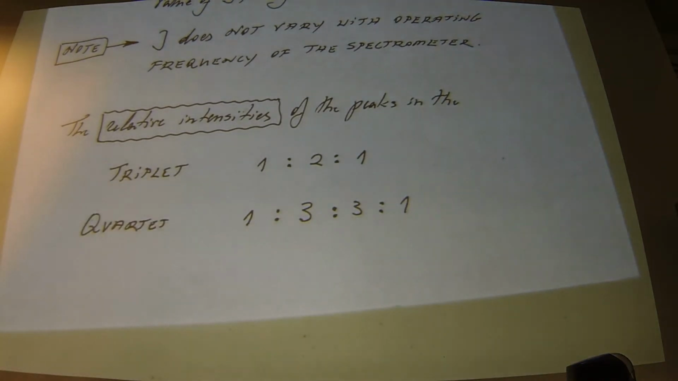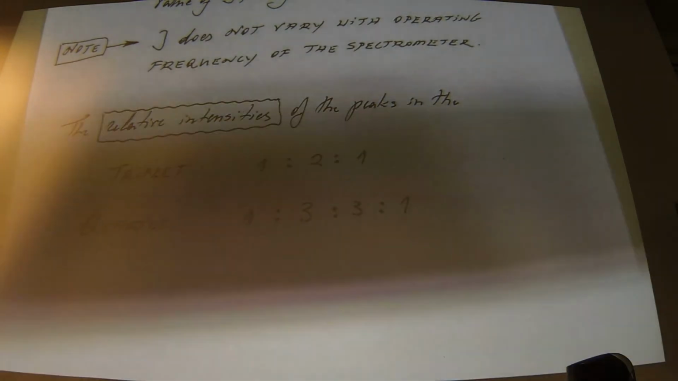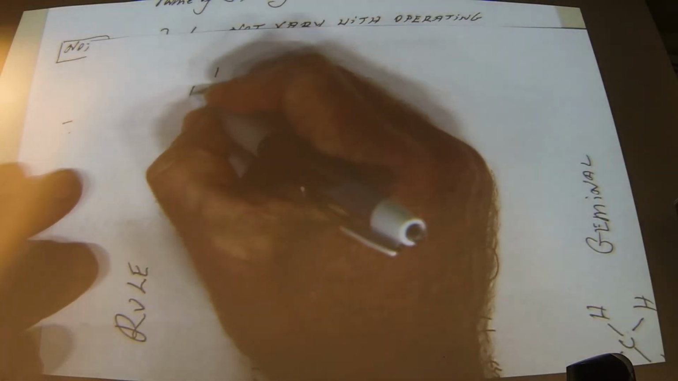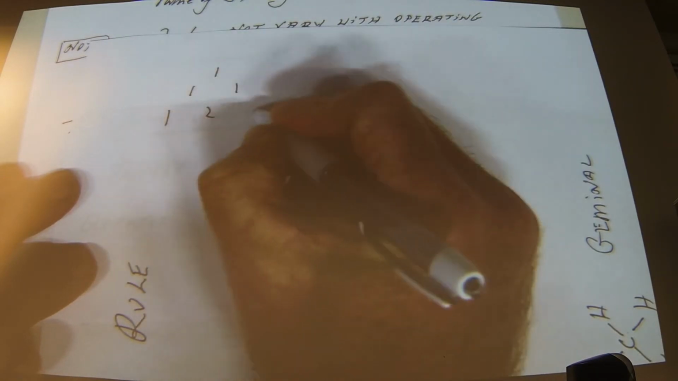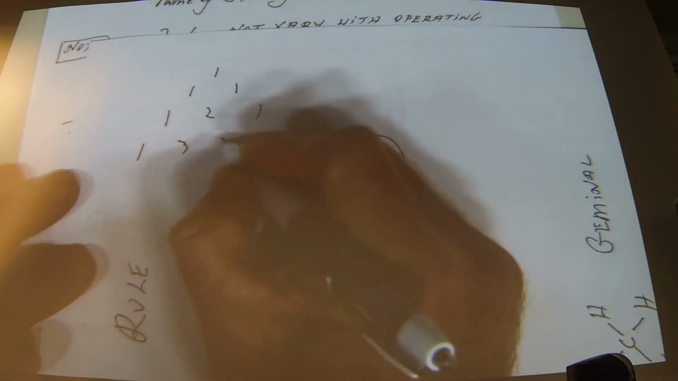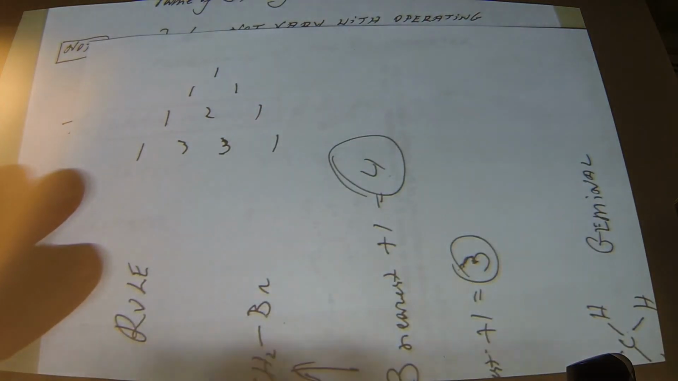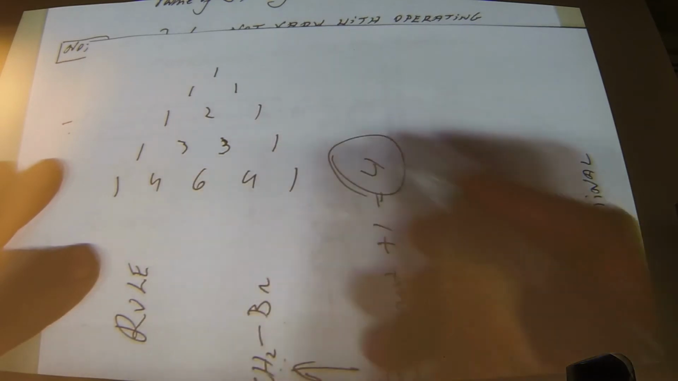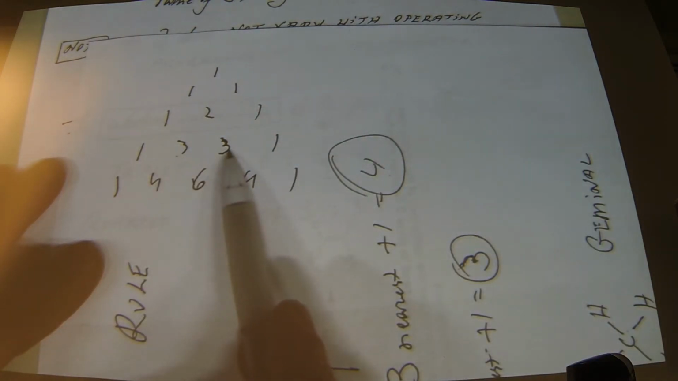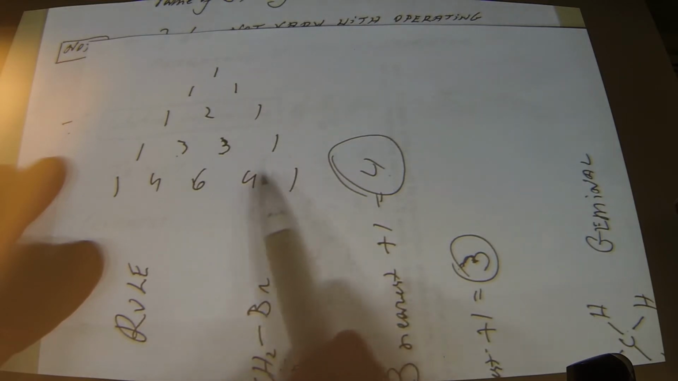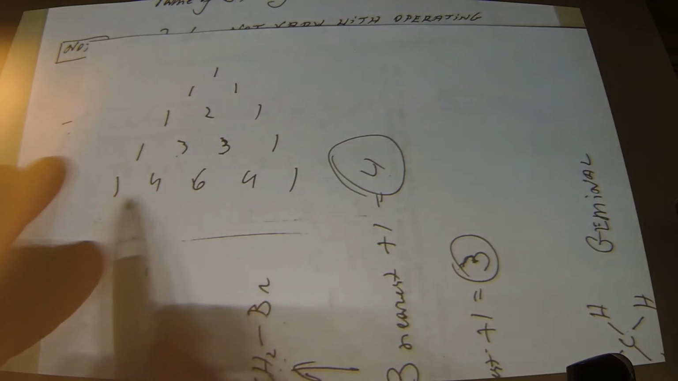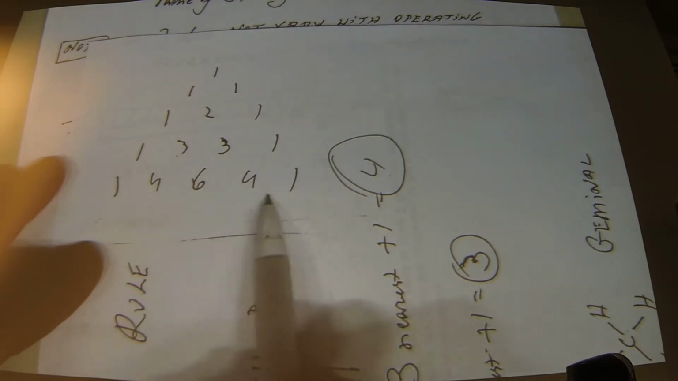And the way you figure that out is as follows. You can do something called a Pascal triangle, which is kind of neat. This is Pascal's triangle, and I've only gone down a few rows. If I go down here, 1, 4, 6, 4, 1. And you'll notice that this number is the sum of these two. This number is the sum of those two, and so on. So I can construct the Pascal triangle, and this will give me the relative peak intensities for quintet, quartet, triplet, and so on.